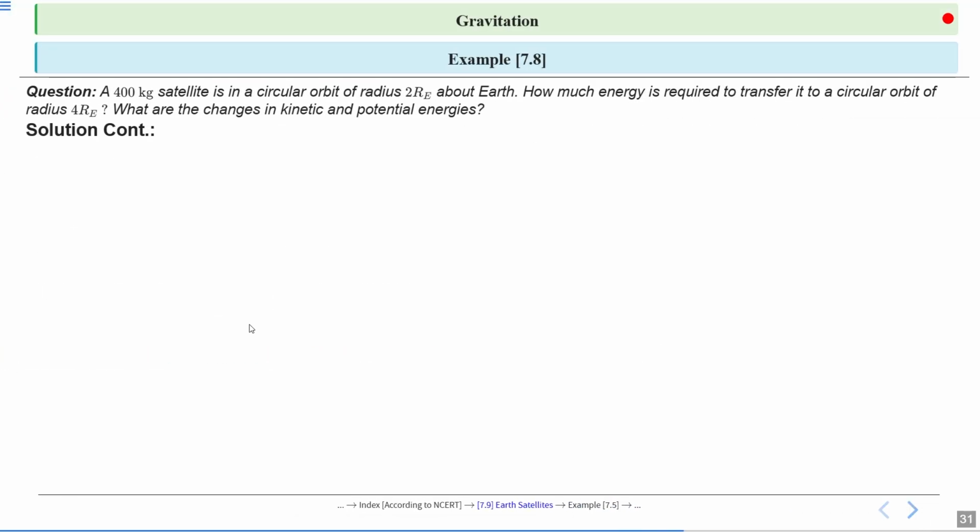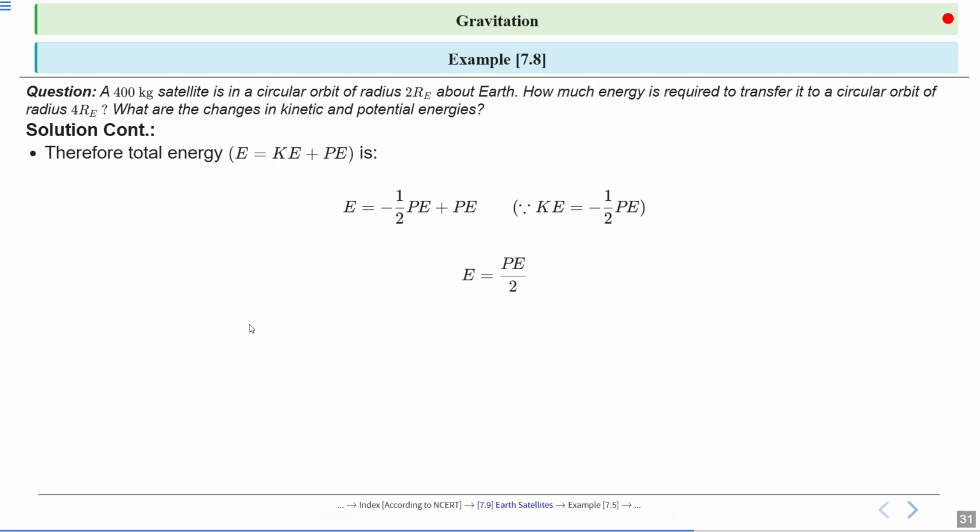Now first, let's consider the total energy of the satellite, which is the sum of its kinetic energy KE and potential energy PE. So KE is equal to minus 1 by 2 PE, plus PE. So E is equal to potential energy divided by 2. This shows us that the total energy is half of the potential energy, which is a key concept in orbital mechanics. So now let's express the total energy in terms of gravitational parameters. So we have E equal to minus G Me m divided by 2r, where G is the gravitational constant.